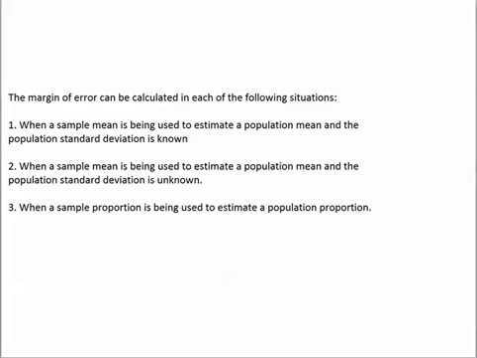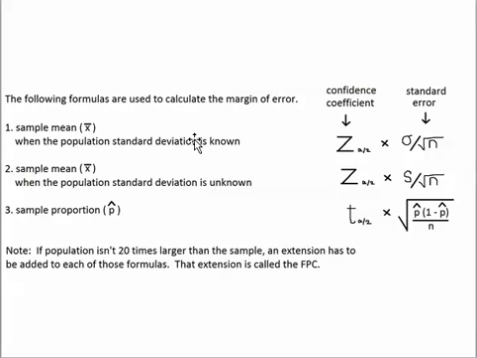So now let's get into the next measure of accuracy, which is the margin of error. It can be calculated in the same three situations in which the standard error can be calculated. When you're calculating a sample mean to estimate a population mean, and the population standard deviation is known. When you're calculating a sample mean to estimate a population mean, and the population standard deviation is unknown. And when you're calculating a sample proportion to estimate a population proportion. Each of these three situations has its own formula for the margin of error. These are the three formulas.